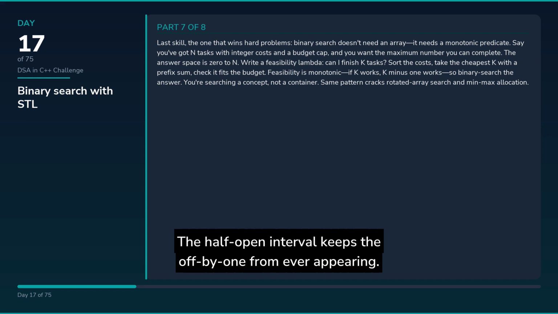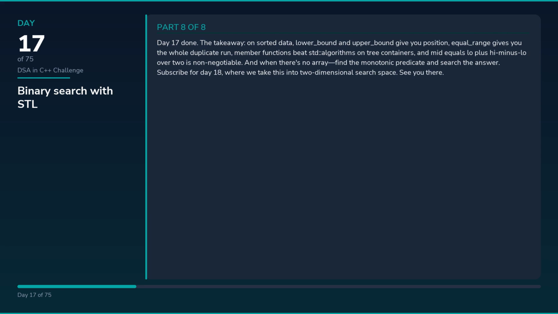Last skill, the one that wins hard problems. Binary search doesn't need an array, it needs a monotonic predicate. Say you've got n tasks with integer costs and a budget cap, and you want the maximum number you can complete. The answer space is 0 to n. Write a feasibility lambda. Can I finish k tasks? Sort the costs. Take the cheapest k with a prefix sum. Check it fits the budget. Feasibility is monotonic. If k works, k minus 1 works. So binary search the answer. You're searching a concept, not a container. Same pattern cracks rotated array search and min-max allocation.